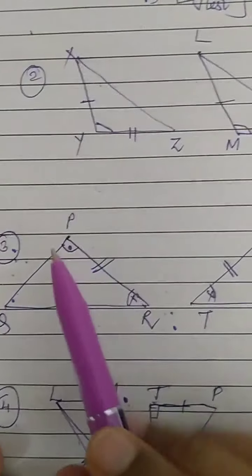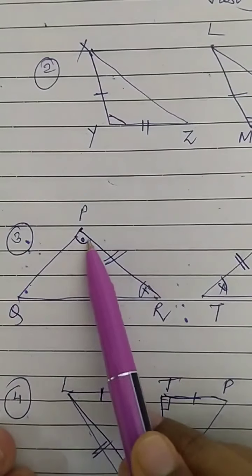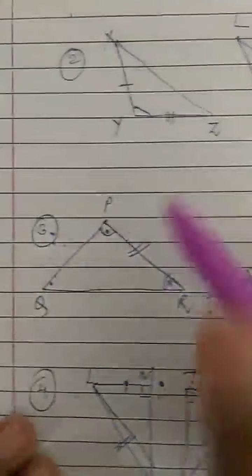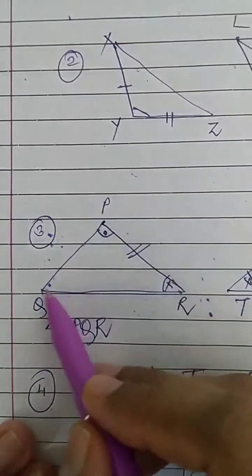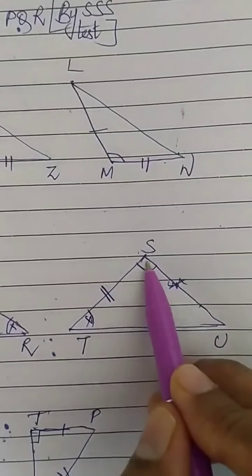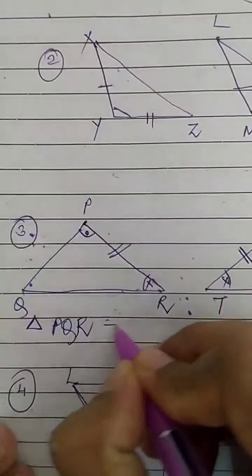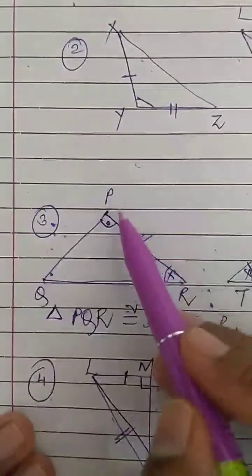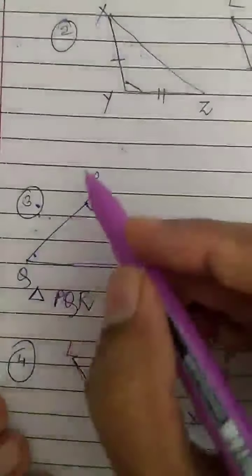So how will you name this triangle? If you are naming the triangle as PQR, PQR means from this marked angle to the nothing marked side. So same way you have to name the next triangle. Triangle PQR, same order, PQR. This marked angle to the nothing marked side. So this way you will name. SUT. Triangle PQR congruent to triangle SUT by which test is this? ASA test. Okay, so follow the order.